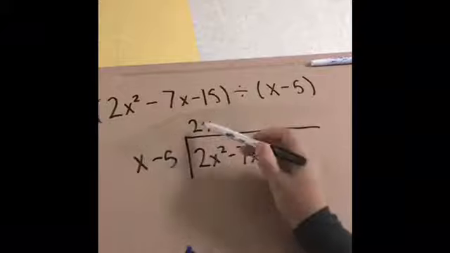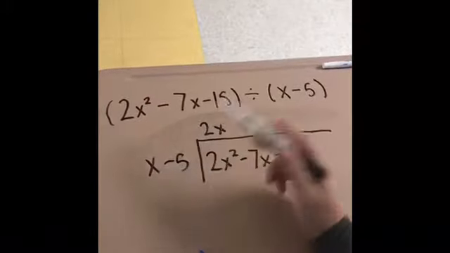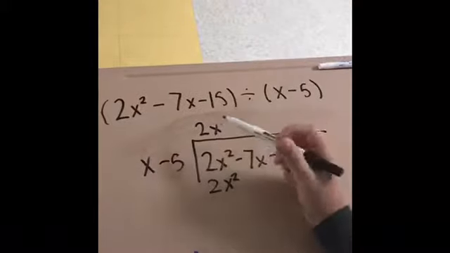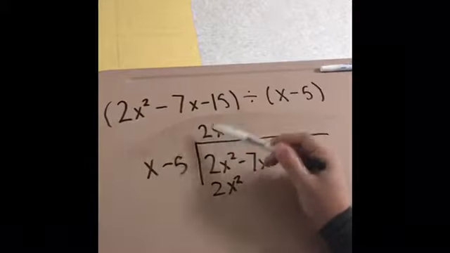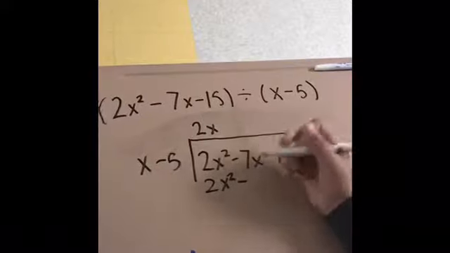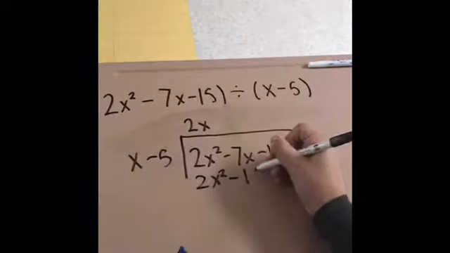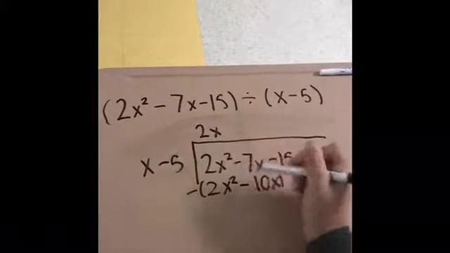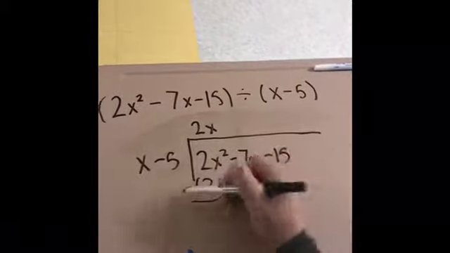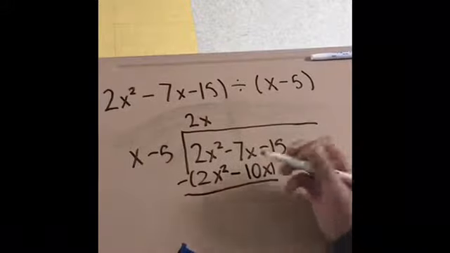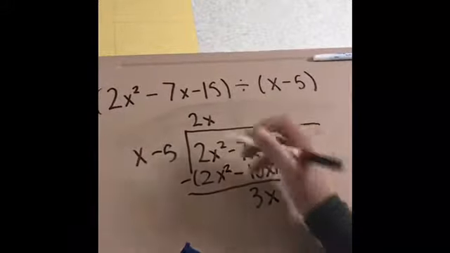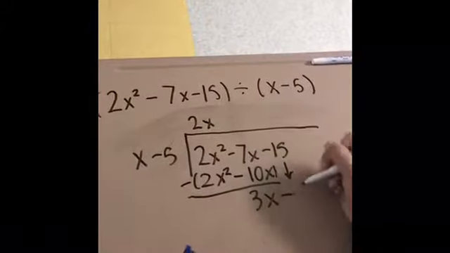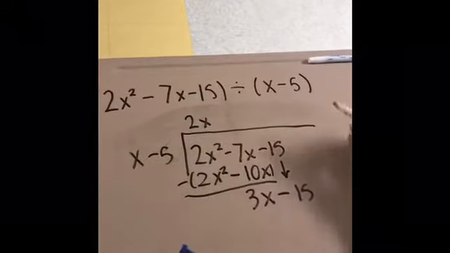So then you multiply 2x times x, and you should get 2x squared. Then you multiply this term by this term, so you get negative 10x when you do that, and then you have to subtract them. So after you subtract them, you have the double negative, so those cancel out. You get 3x, and these two just cancel out. And then you bring down the 15. So you have 3x minus 15.